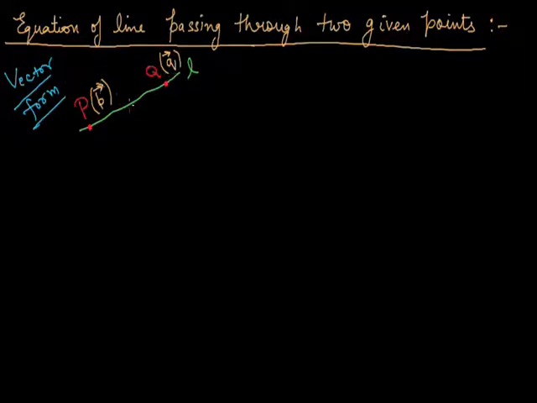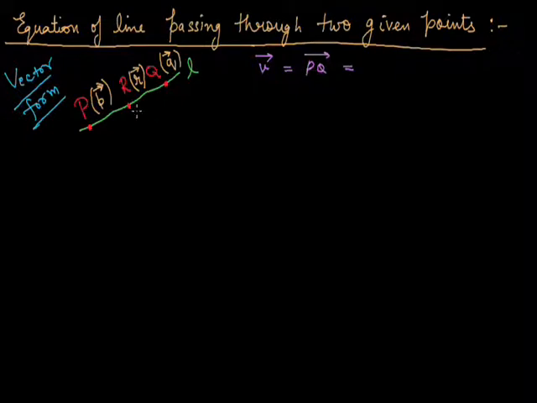Now let's assume there's another arbitrary point R on this line and assume that the position vector of point R is R vector. So 2 points P and Q are given to us and we have assumed another point R on the line whose position vector is R vector. So from here, if you need to find a vector parallel to the given line, then that vector could be PQ vector.